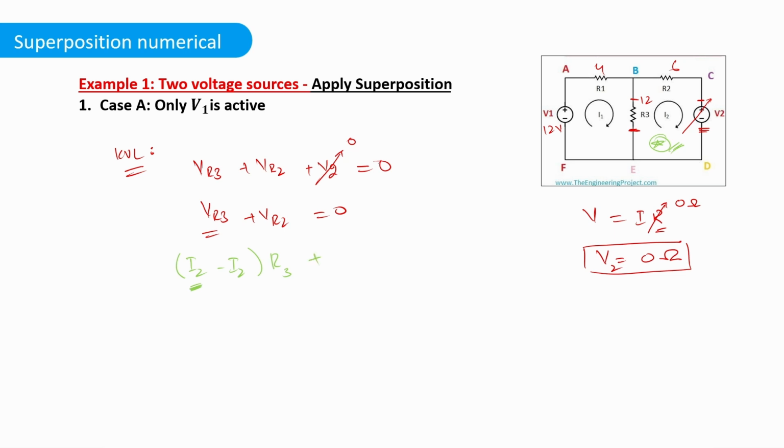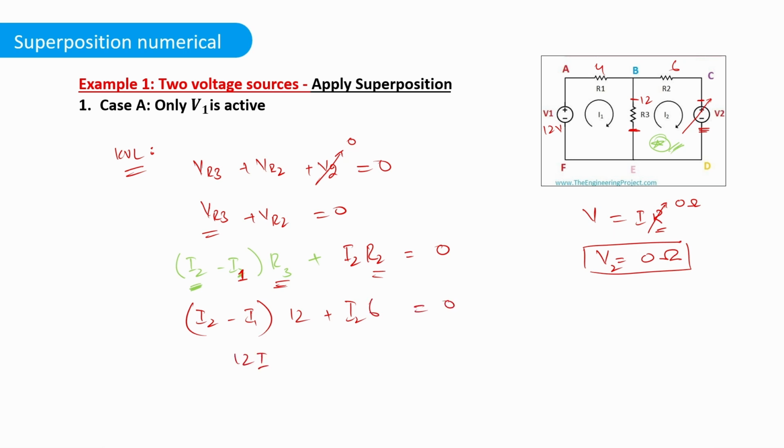Now, what is the voltage across R2? This will stay as it is because this is not shared with other circuits. So this will be I2 flowing across R2 equal to 0. Now I simply will substitute the values of R3 and R2. Sorry, this is a mistake. This is 1, okay? Remember, this is I2 minus I1. So I2 minus I1 times R3 plus I2 R2 equal to 0. This becomes I2 minus I1 times R3 is 12 plus I2 times R2 is 6. This is equal to 0.